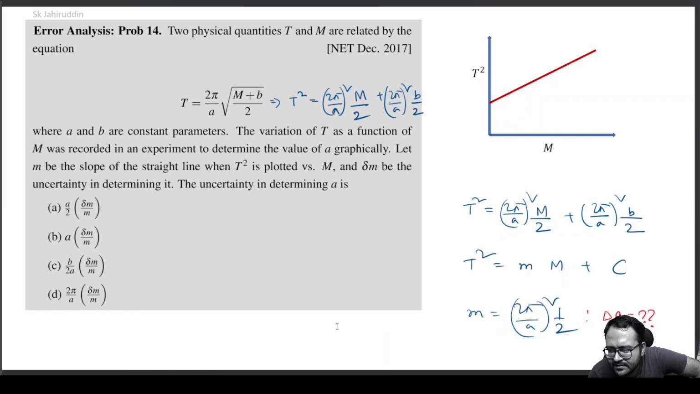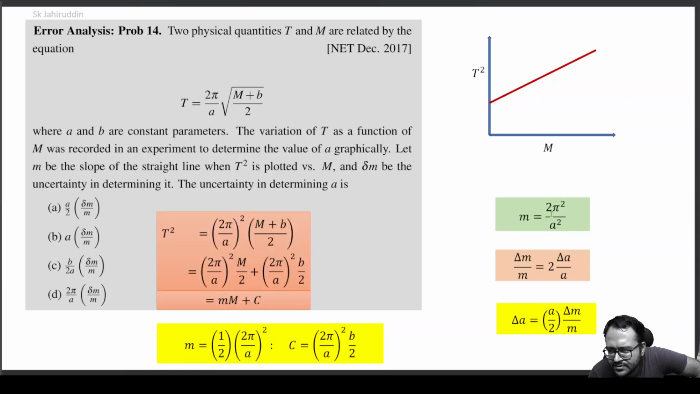So from here, m is 4π² by A square half. So it's 2π² by A². So delta m by m is 2 delta A by A. That's m is proportional to A square, or A to the power minus 2. That minus doesn't matter. Errors are in absolute values only. So your delta A is A by 2 times delta m by m. Very, very simple. No issues. There are no other ways to get mistakes. All are very simple.